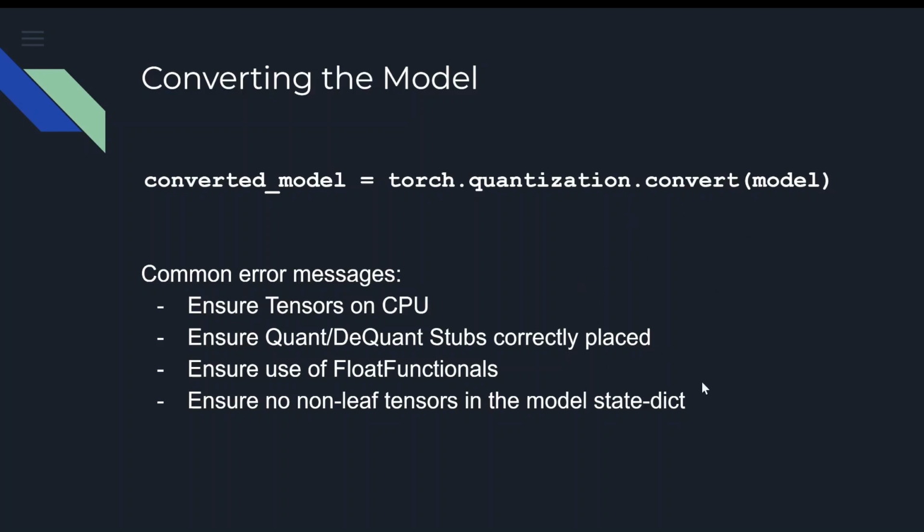it's generally not best practice to store intermediary tensors in the model state dict, but sometimes people do this because they want to avoid using a global class or something. But this can throw an error because they are non-leaf tensors, and the deep copy operation that's part of torch quantization convert will not function on non-leaf tensors. So that's something to be aware of. If it tells you that you have non-leaf tensors, you have to find where the non-leaf tensor is and clear it.